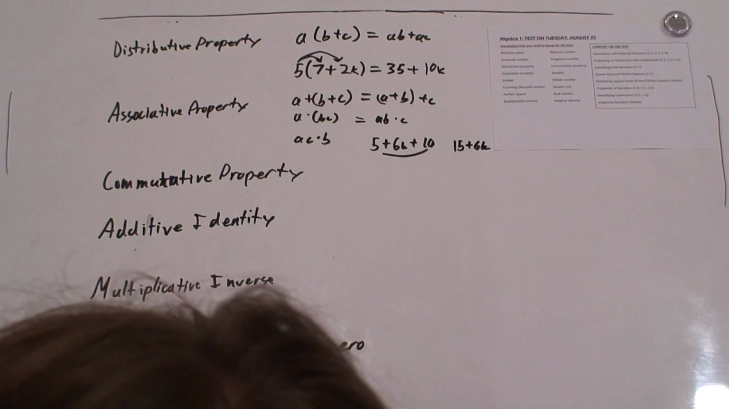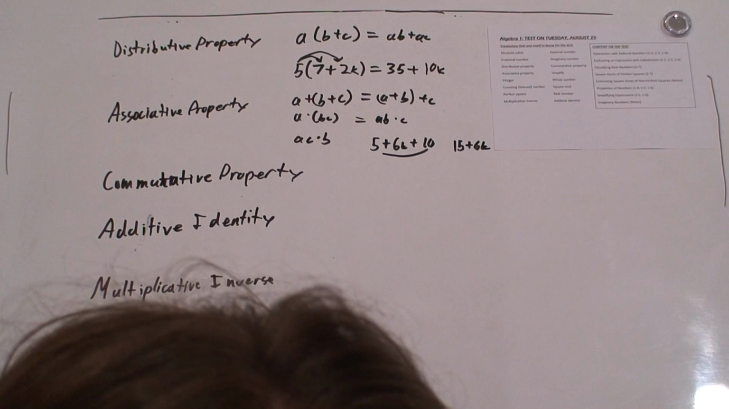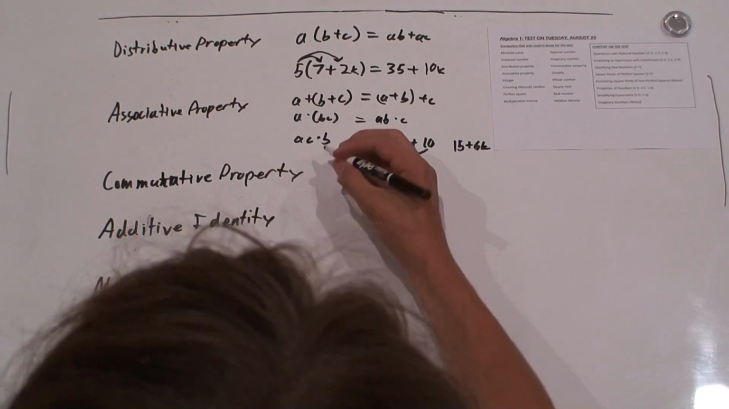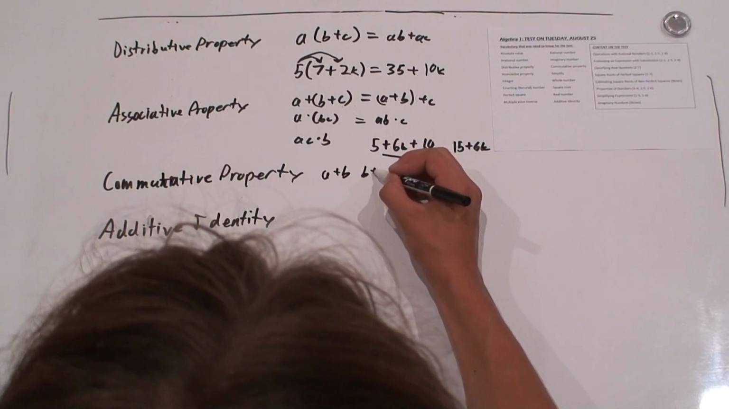The commutative property means sort of what I said up there: multiplication and addition can be done in any order. So A plus B is the same as B plus A.